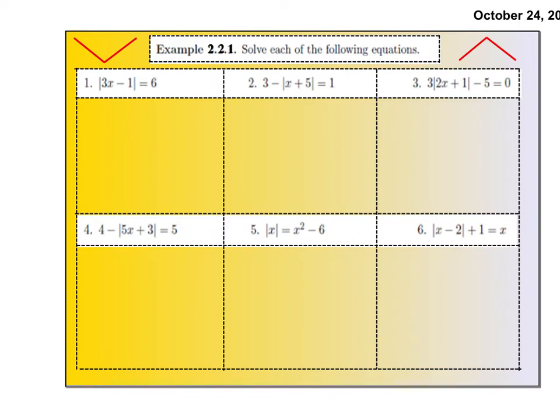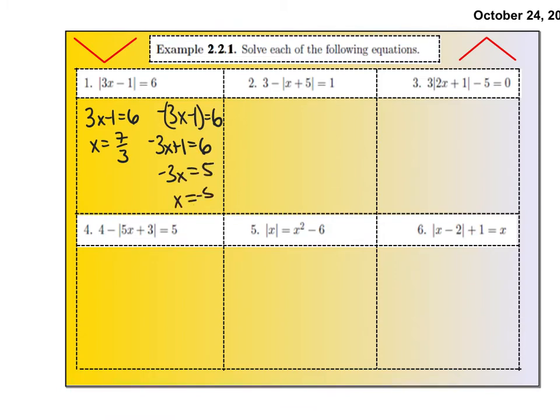So here we have some classic absolute value questions. Again, when I set up my two cases, I do a positive case and a negative case and solve both of those. So if I add 1 and divide by 3, I'm going to get 7/3 on this side. If I distribute this negative, I get -5/3.